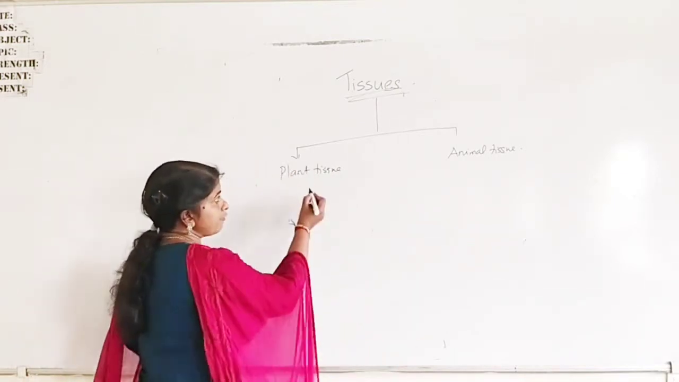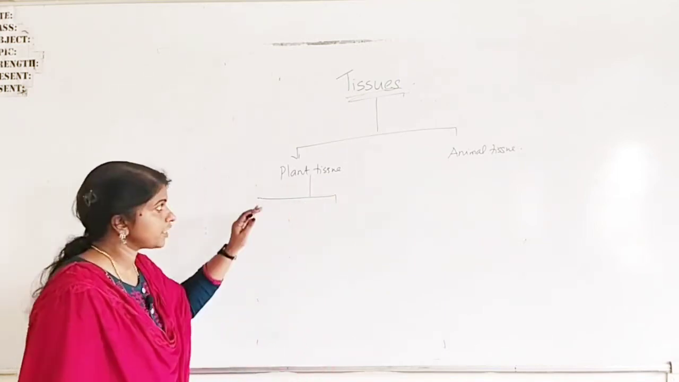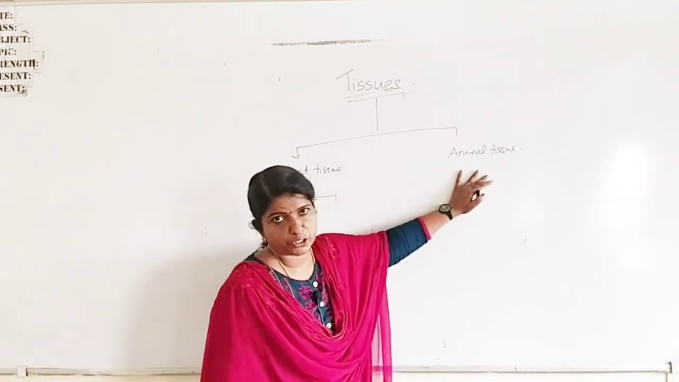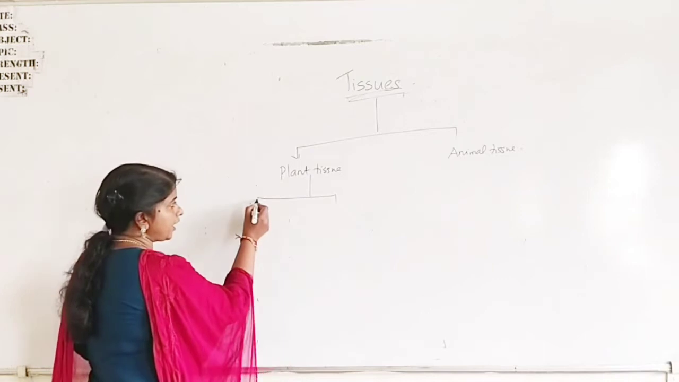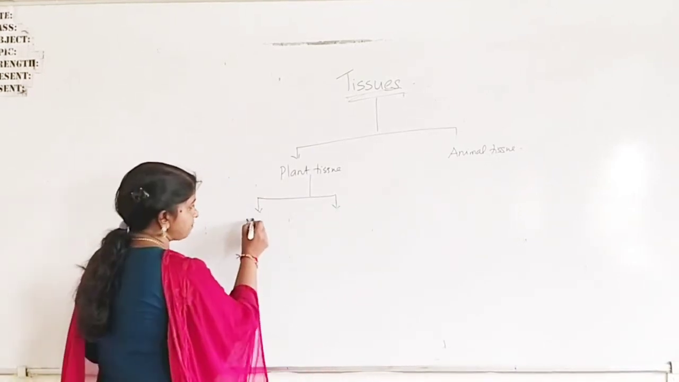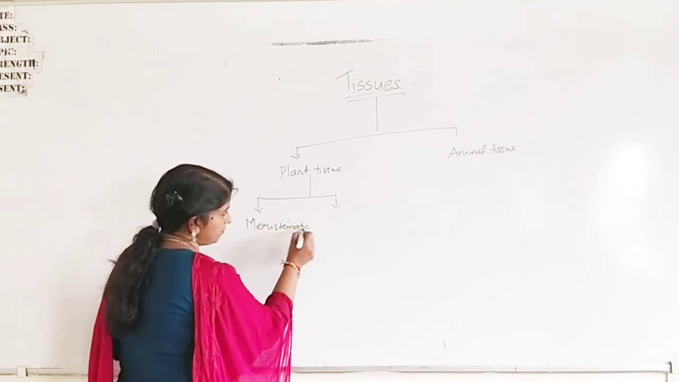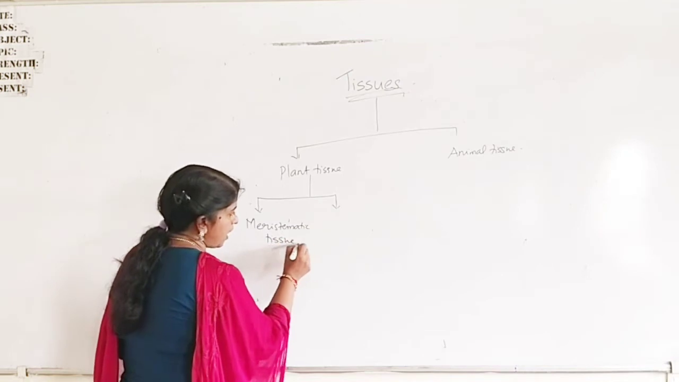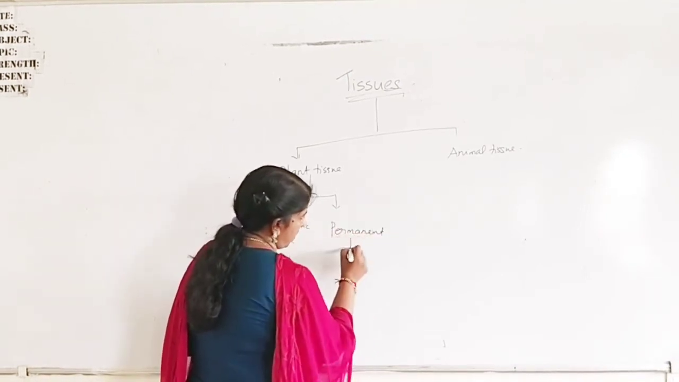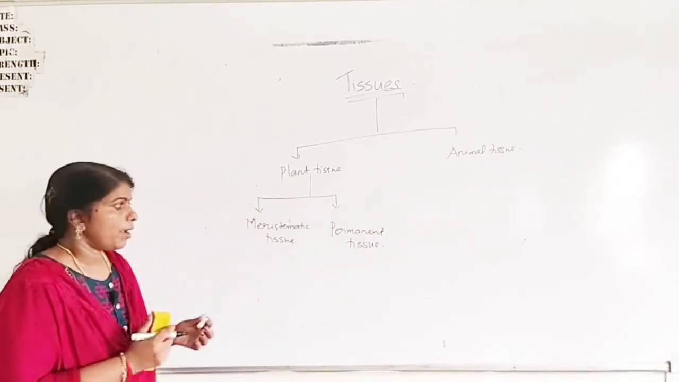Now we can classify the plant tissue into two. So today we can first study plant tissues. Later we can study animal tissue. Here the plant tissue is divided into two, that is meristematic tissue and permanent tissue.